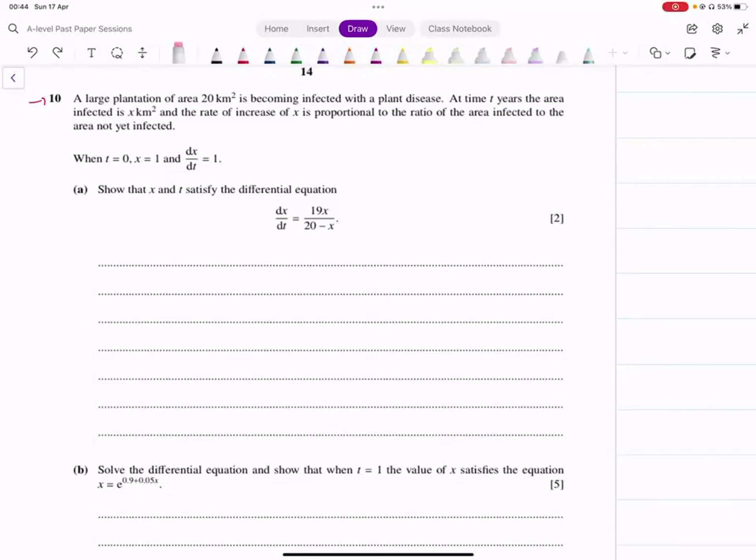There's a large plantation. This is question number 10 that we're doing next now. A large plantation of area 20 kilometers square is becoming infected with a plant disease. At time t years, the area infected is x kilometers square.